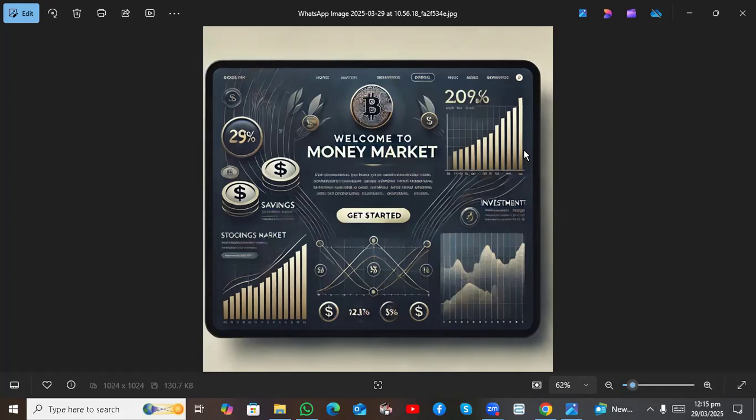Welcome to Money Market. Hello everyone, I'm Shagal Chandrapal, and today we will explore the fascinating world of the money market, where banks, corporations, and governments borrow and lend short-term funds to keep the economy running smoothly.